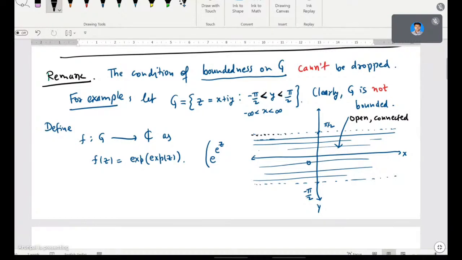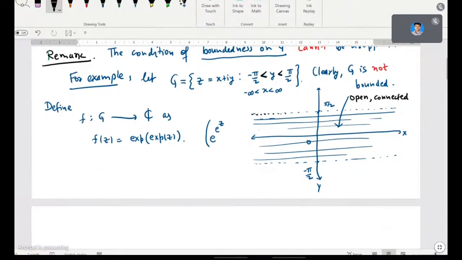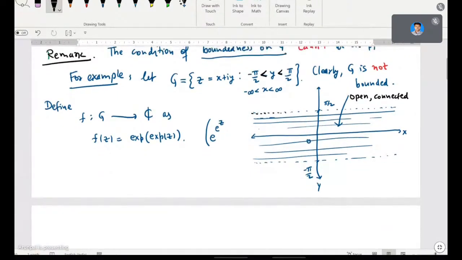The only thing which we have compromised is the boundedness, because only then will we be able to see the impact of dropping this particular condition. Is this okay, class? So we have dropped the boundedness only.